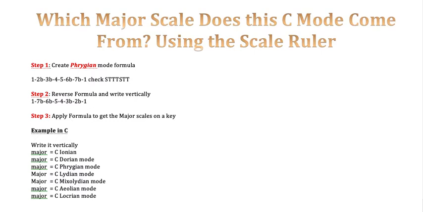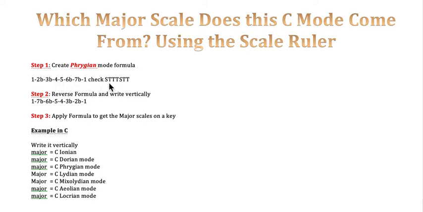We're on method 2 now of finding out which major scale a C mode comes from. So we're going to do all the modes in the key of C. There are 3 steps that you have to do to get those major scales. Step number 1, without wasting time, you create a Phrygian mode formula. We have created here, which is 1, flat 2, flat 3, 4, 5, flat 6, flat 7, back to 1.